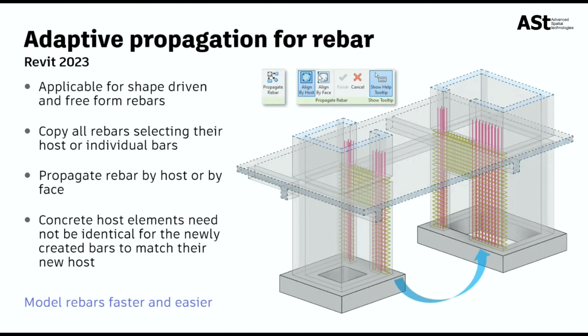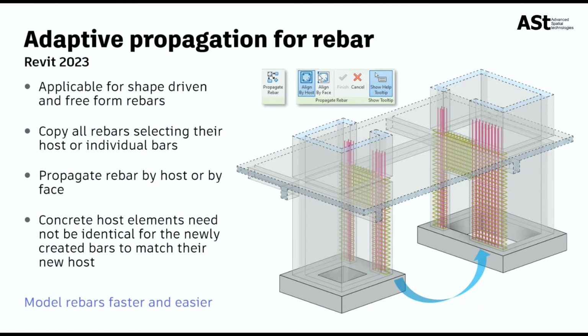2023 also introduces adaptive propagation features for rebar to increase your productivity in detailing concrete structures. When you're working on a design that has similar concrete elements, you can quickly and accurately copy shape-driven rebar from one concrete host to another. The concrete host elements need not be identical for the newly created bars to match their new host.